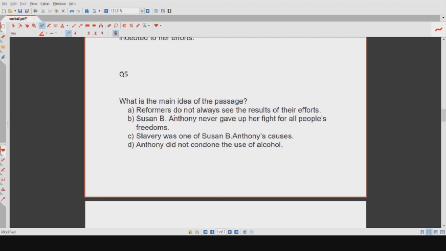The options were, A, reformers do not always see the results of their efforts. B, Susan B. Anthony never gave up her fight for all women's freedom. C, slavery was one of Susan B. Anthony's causes. D, Anthony did not condone the use of alcohol. So option B is the main idea of this passage. As we have read the whole passage, you can answer it very quickly. That is, Susan B. Anthony never gave up her fight for all people's freedom.